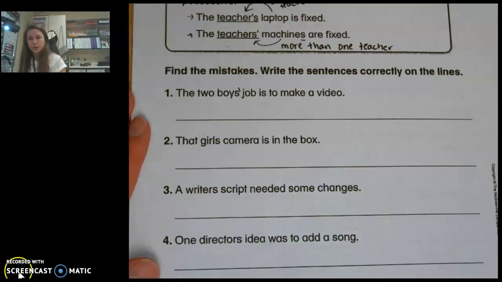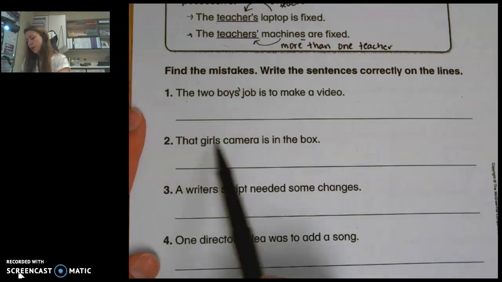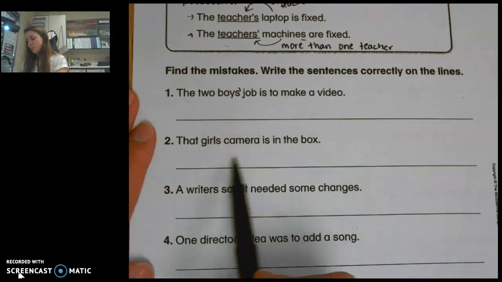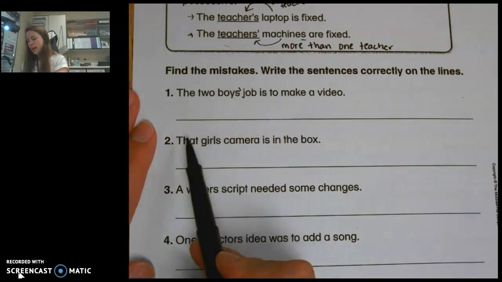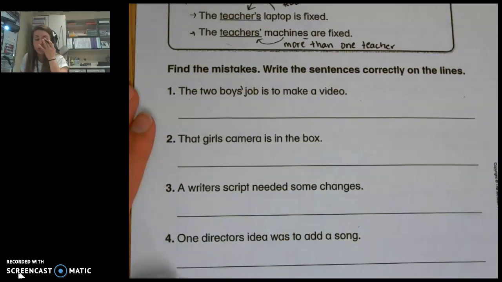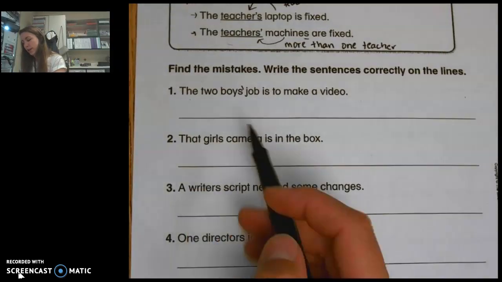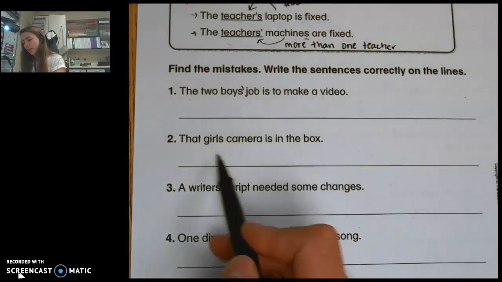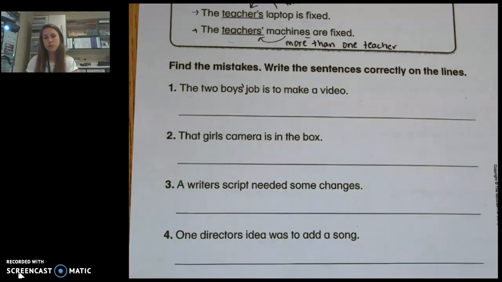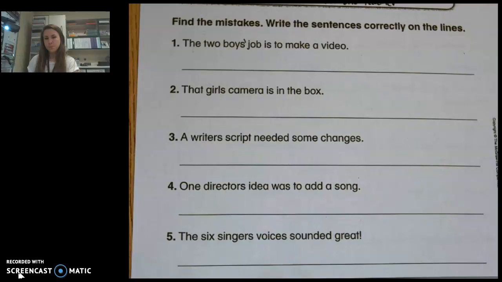Number 2 says, that girl's camera is in the box. So now we know that this camera belongs to the girl, and it says that girl's. So that's just one. There's one girl. It doesn't say there's two girls or those girls or the girls. It says that girl's camera is in the box. The camera belongs to the girl. There's one girl. So think about where I would need to put my apostrophe.